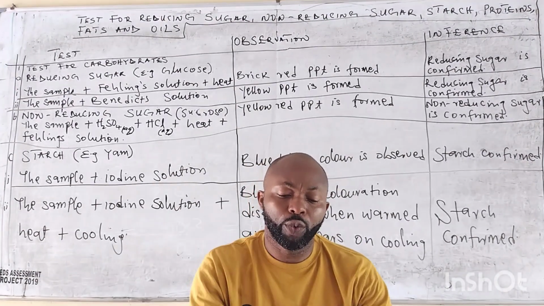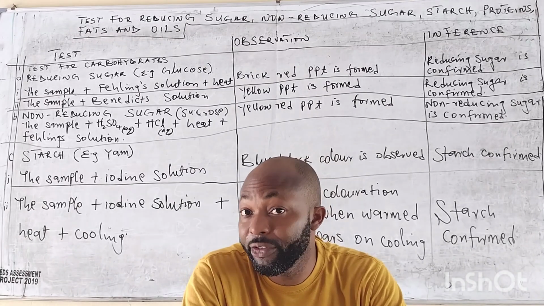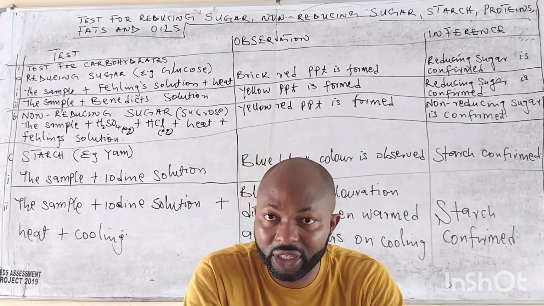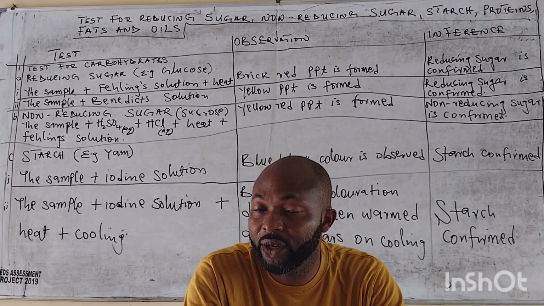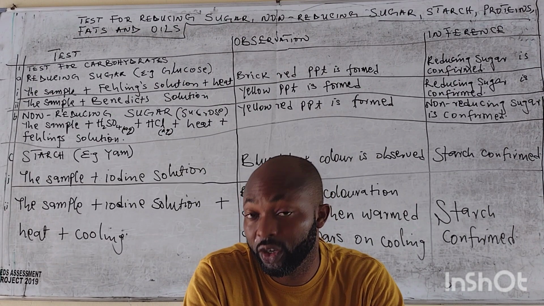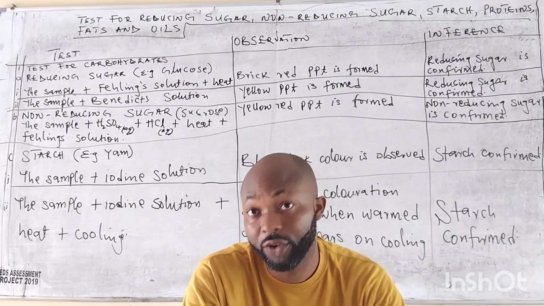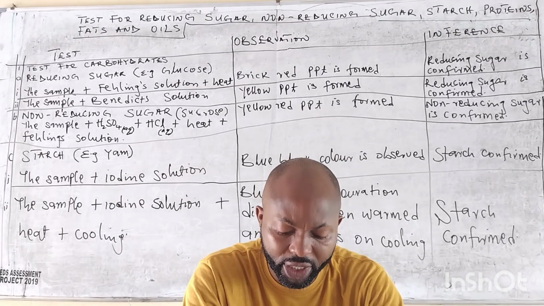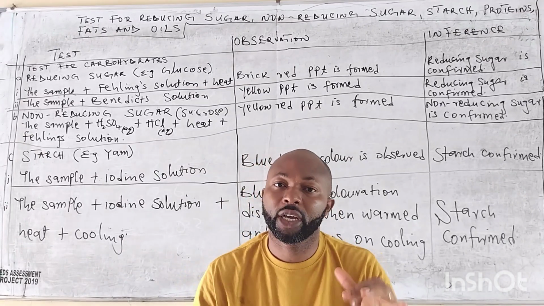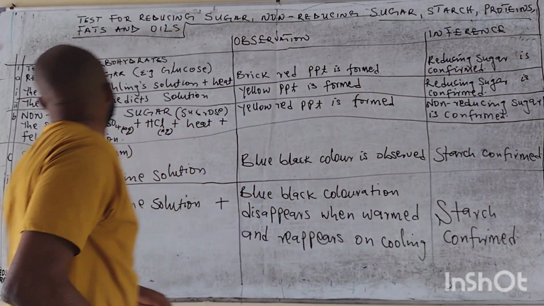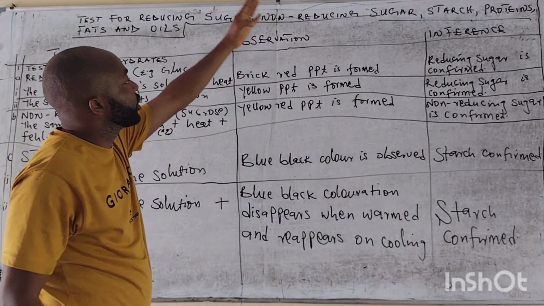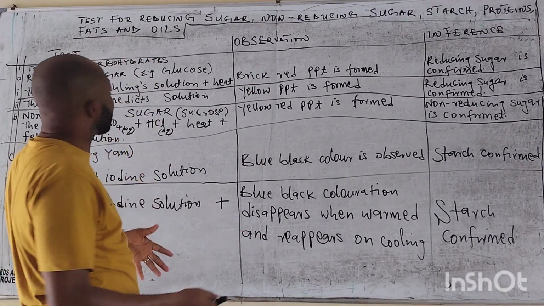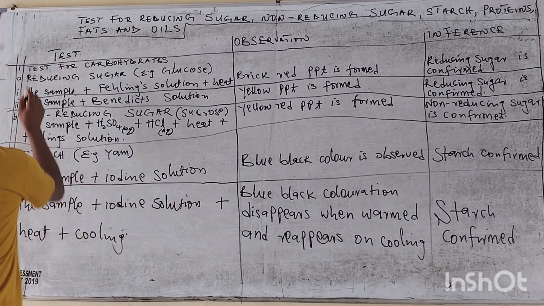So we are going to have our test, observation and inference for the following branches of the food test: the carbohydrates, the proteins, the fats. For the carbohydrates, we break them down into monosaccharides and disaccharides, the reducing and non-reducing sugars, and so on. I already have it on the board, so I just have to explain. Then we proceed to the tests for protein and the tests for fats and oils. So we're going to deal with all of them, but presently we have tests for carbohydrates.